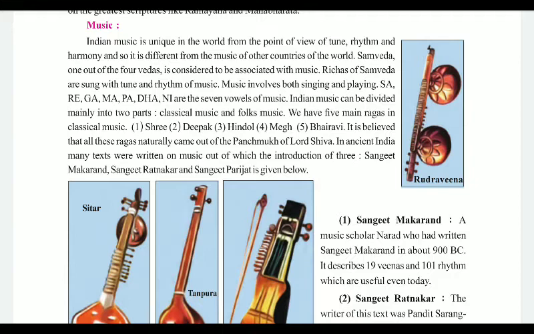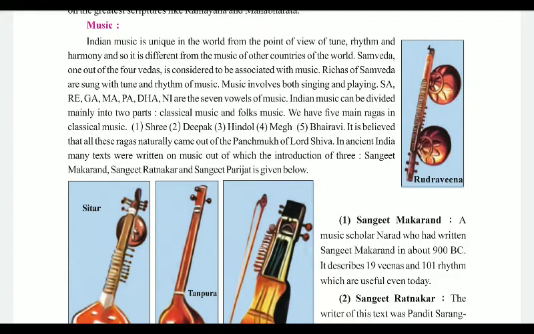Richas of Samveda are sung with the tune and rhythm of music. Music involves both singing and playing. Sa, re, ga, ma, pa, da, ni are the seven notes of music. Indian music can be divided mainly into two parts, classical music and folk music. We have five main ragas in classical music: Shri, Deepak, Hindol, Megh, Bhairavi. It is believed that all these ragas naturally come out of the Panchmukh of Lord Shiva.